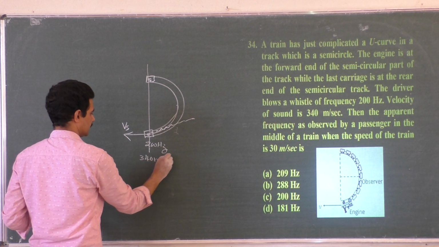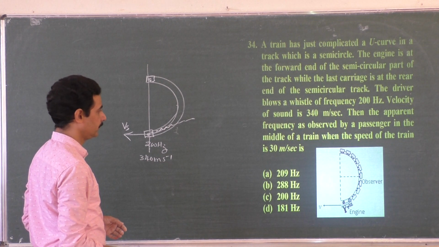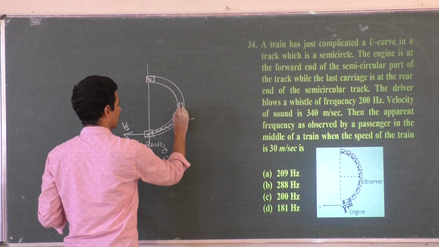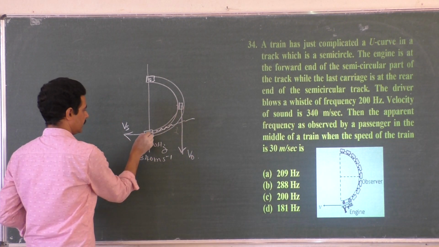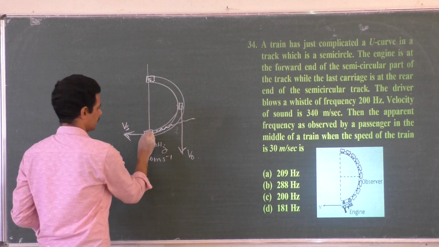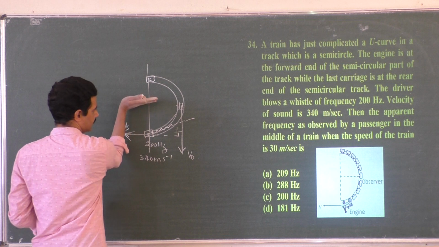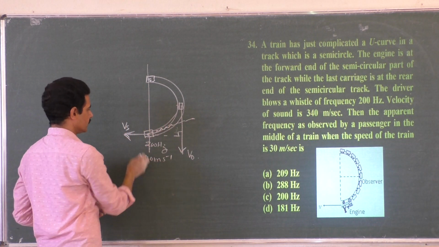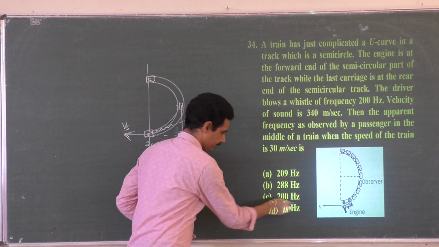Okay, that is okay. The apparent frequency as observed by a passenger in the middle of the train. Yes, here. Now his motion is like this, right? This is the motion of the observer, and the motion of the source is like this. What is the apparent frequency? Their directions of motion are perpendicular. Get the component of this like this. V naught cos 90 is 0. So what is the apparent frequency? The original frequency itself. It is 200 Hz.